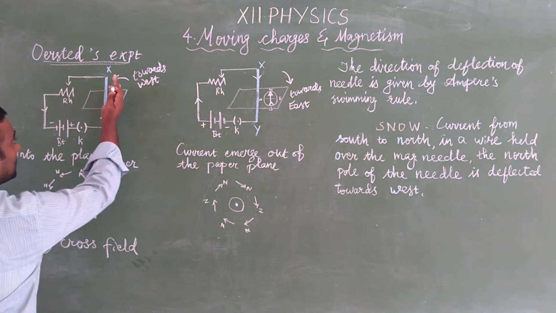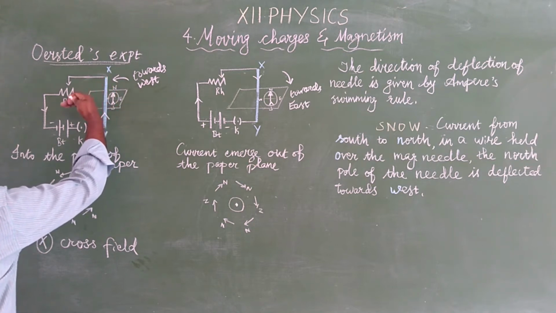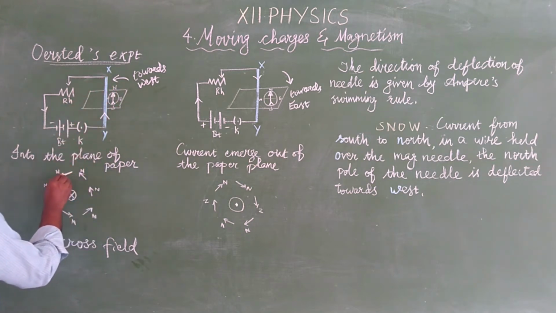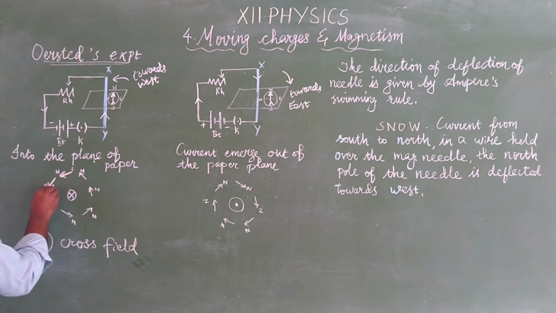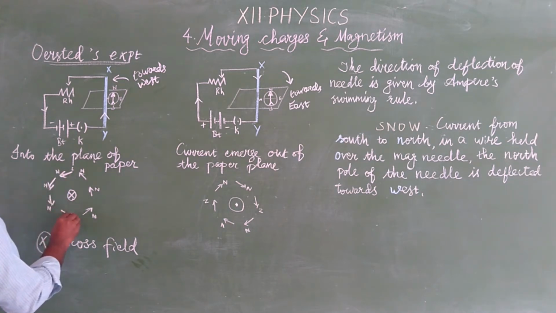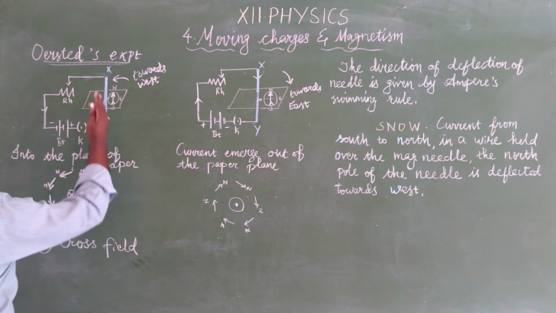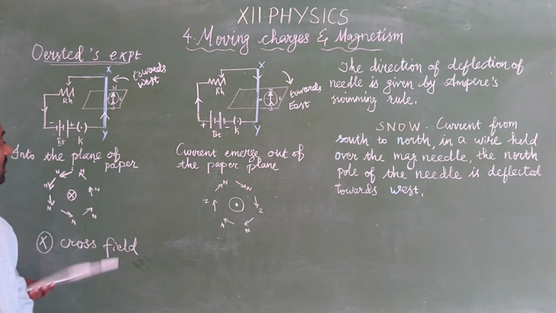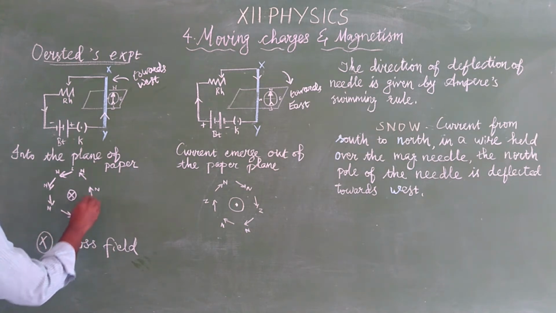So here the north pole of the needle is deflected towards west. So it shows like this. This is the alignment of the magnetic needle. The north pole of the needle is deflected towards west. Okay, so this is how in the first case, when the current is entering into the plane of the paper, we get the cross field.